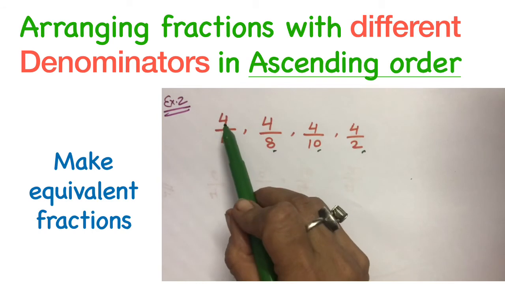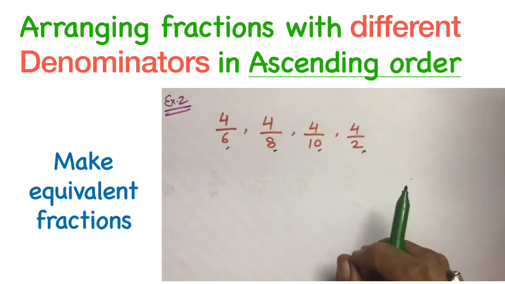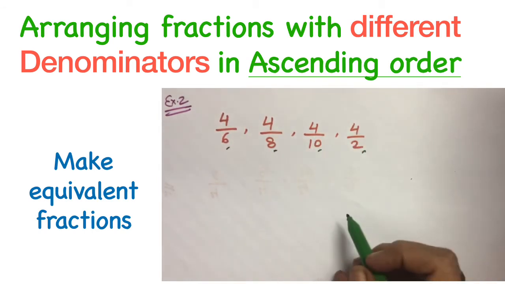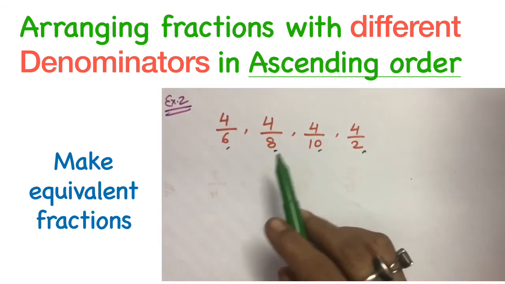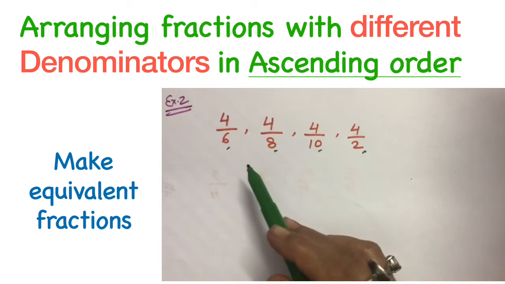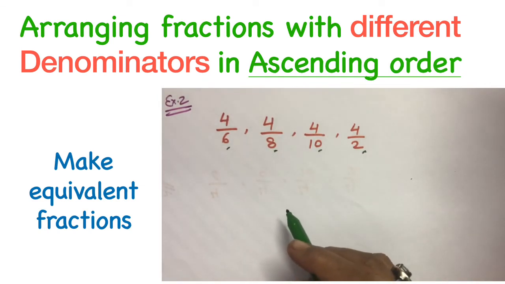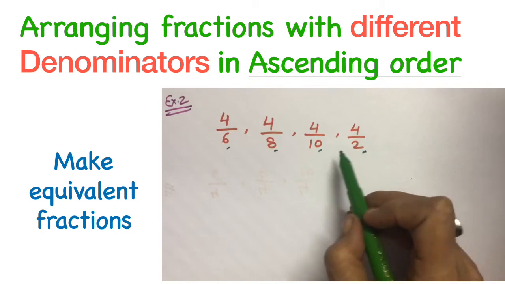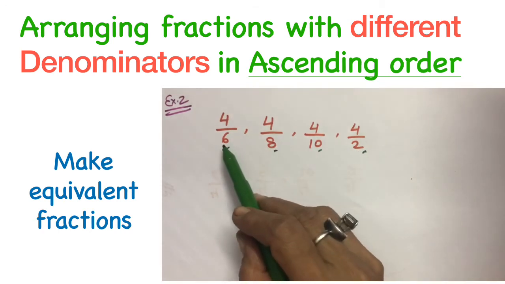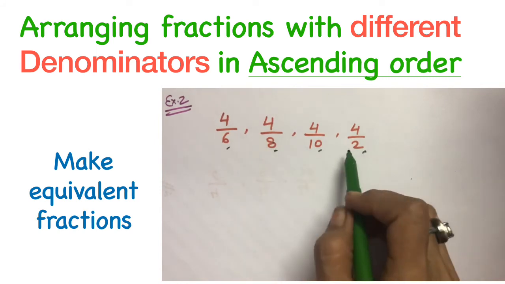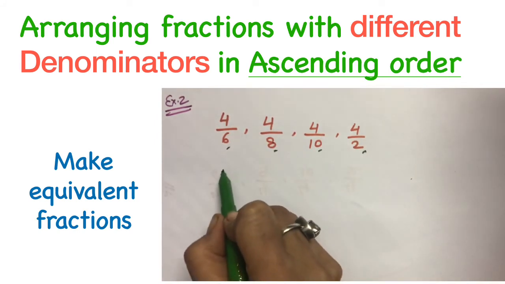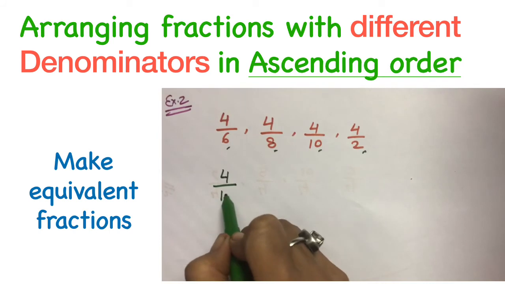But observe that all the numerators are same. For these kind of fractions, what we do, we look at the denominators. The first example, we made them equivalent fractions and then we arranged them in ascending order. Look at the denominators. Whichever denominator is greater is the lowest fraction. So here you can see 10 is greater than all. So we will write 4 upon 10 first.